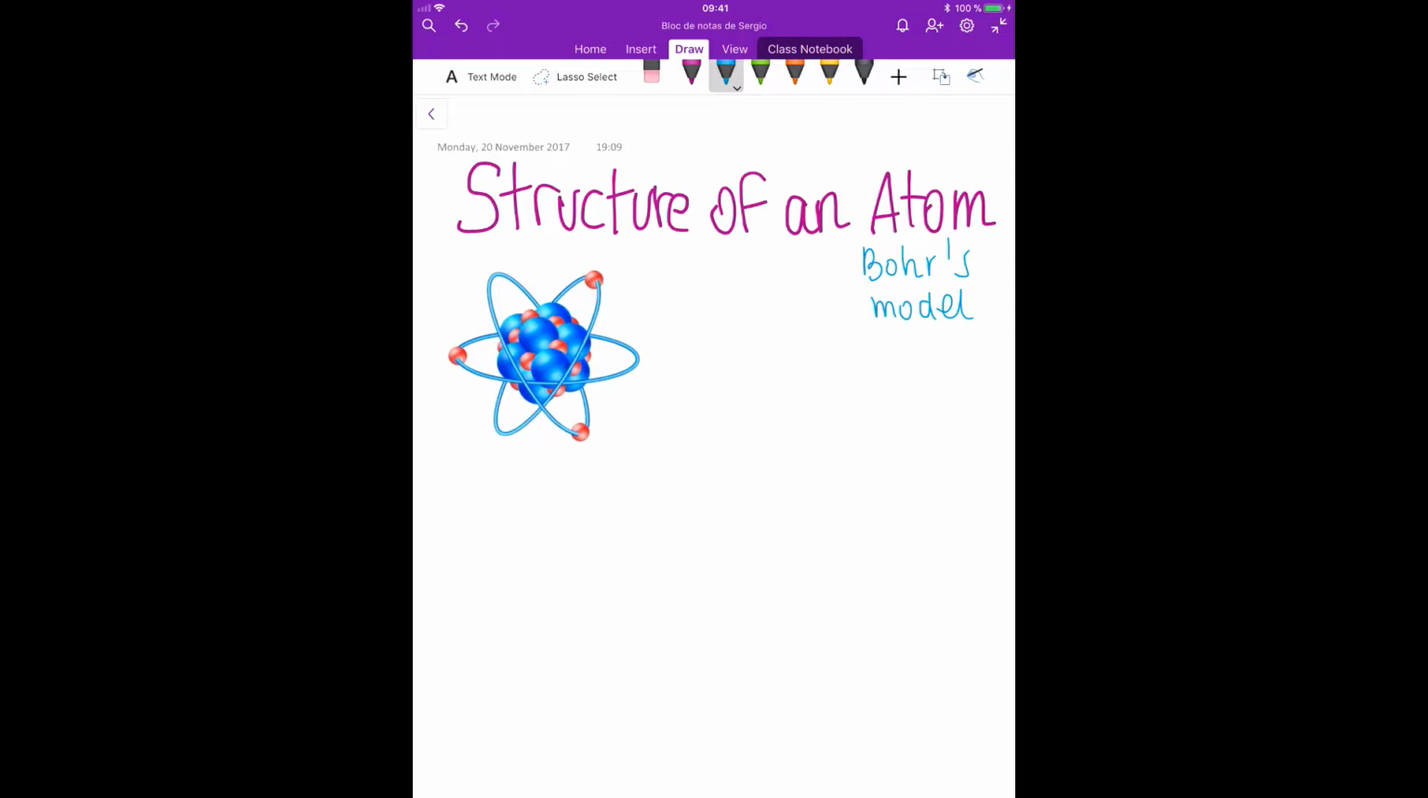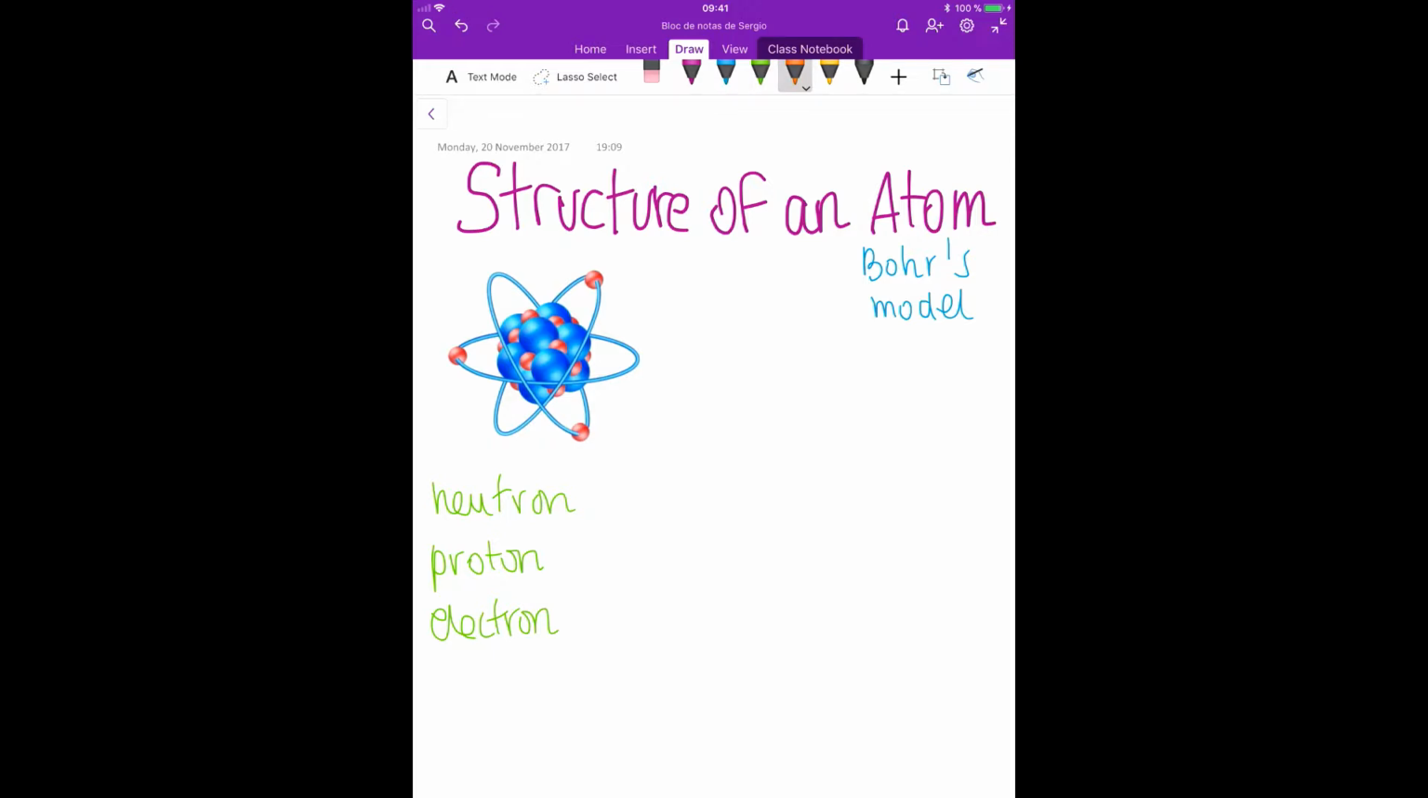So first of all, we're going to talk about the three main subatomic particles. We have the neutron, the proton, and the electron. We find both the neutron and the proton in the nucleus, which is very dense and small, whilst we find the electrons orbiting around the nucleus in what we call shells.